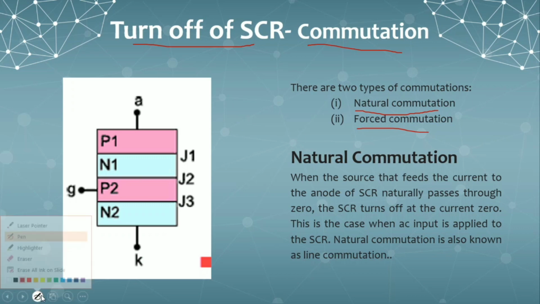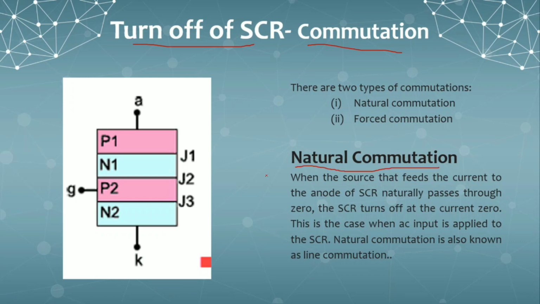First, let us see how you can turn off the SCR naturally. In natural commutation, the major technique is we decrease the anode current. The anode current will be flowing like this, IA. So, we have to decrease the anode current even less than the holding current. What is holding current? I will discuss it in the next slide. So, I have to make the holding current greater than the anode current.